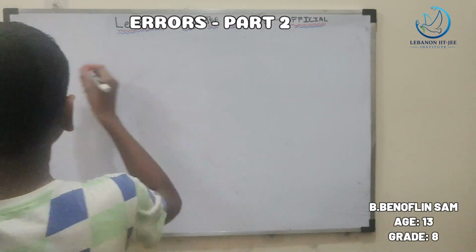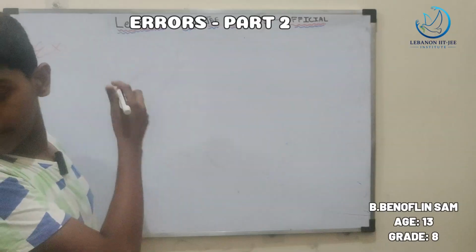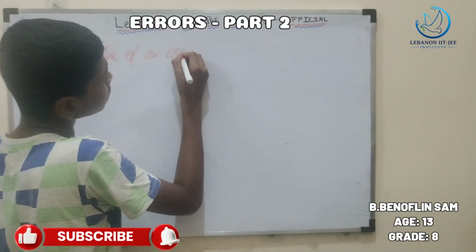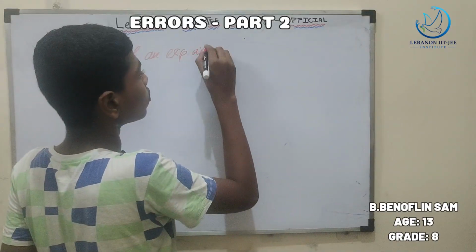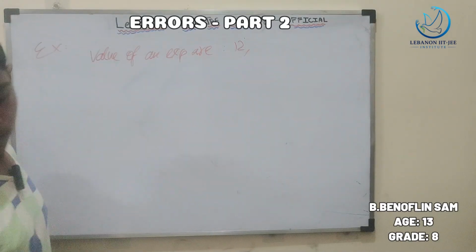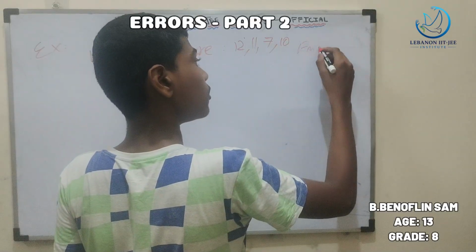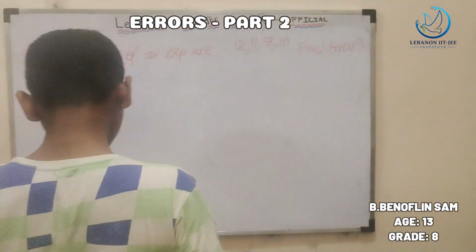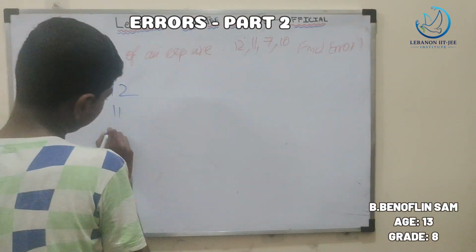See here, I'll give one beautiful example. You have to find the value of an expression. The values are 12, 11, 7, 10. Have to find the error. That's the question. So we will solve it. It's very easy to do. So here we can take 12, 11, 7, 10.